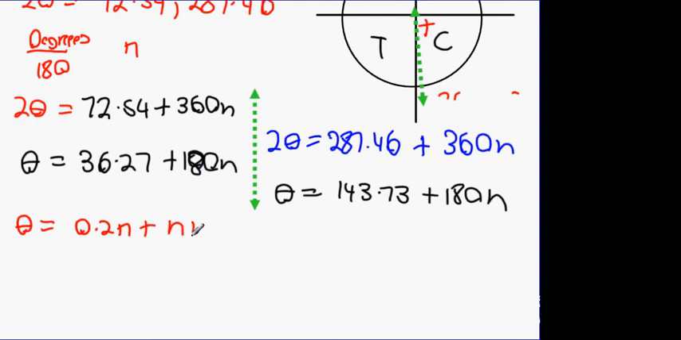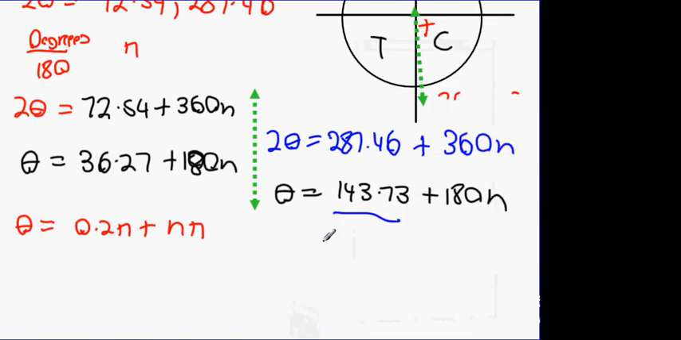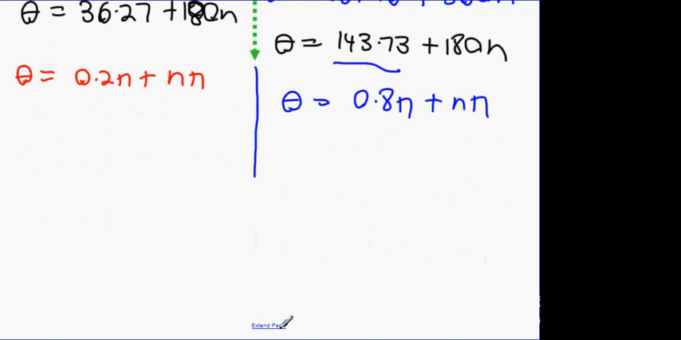The next one, 143.73. 143.73 divided by 180, and that's going to turn it into 0.7985. Let's call it 0.8 pi. Theta equals 0.8 pi, and once again this here is going to be 180, which is pi radians, so n pi. Now you have a couple of answers. That's the general answer done. Okay, so that's your two general answers.